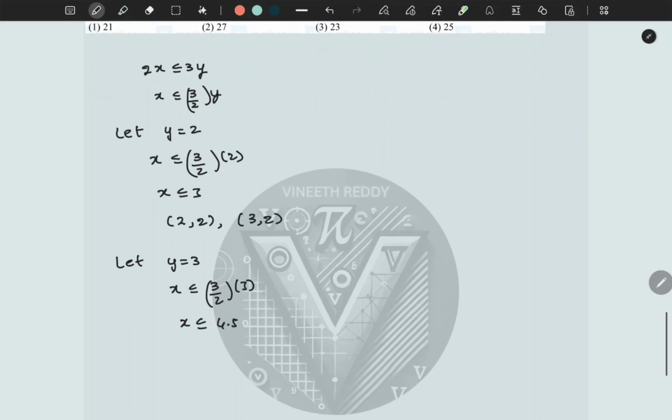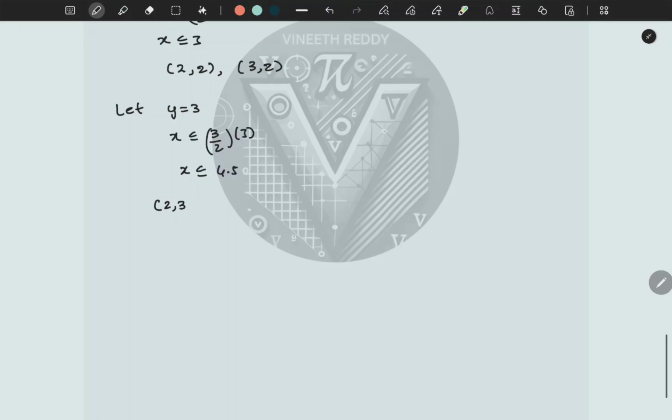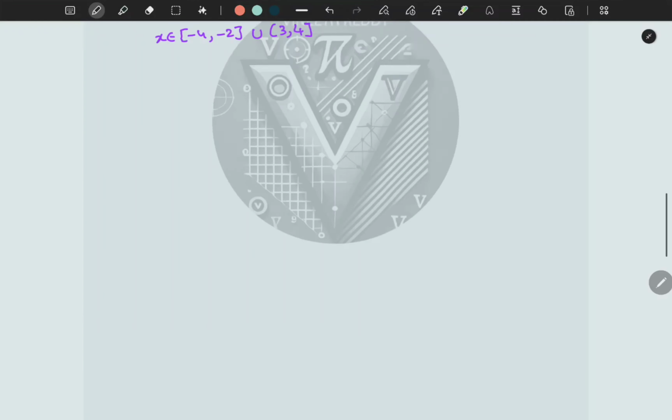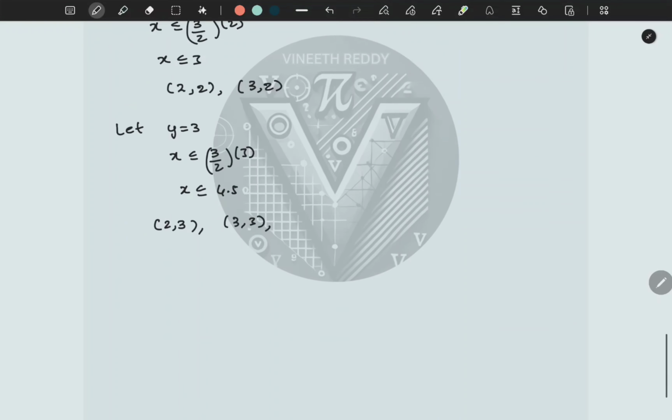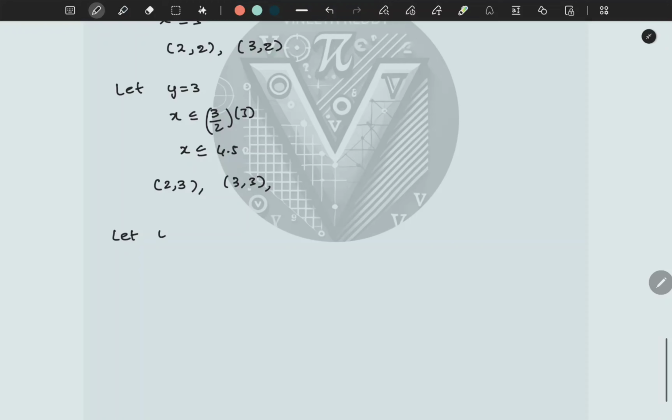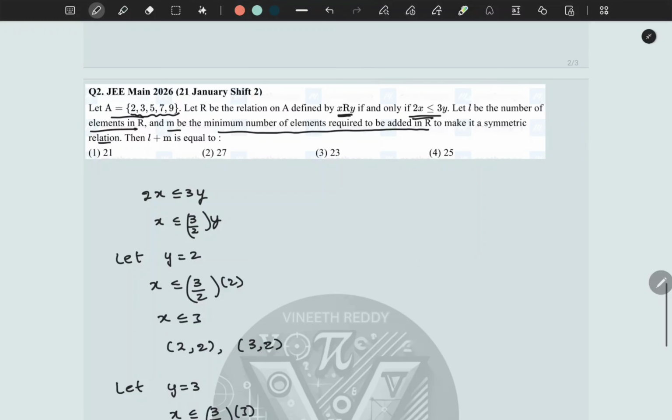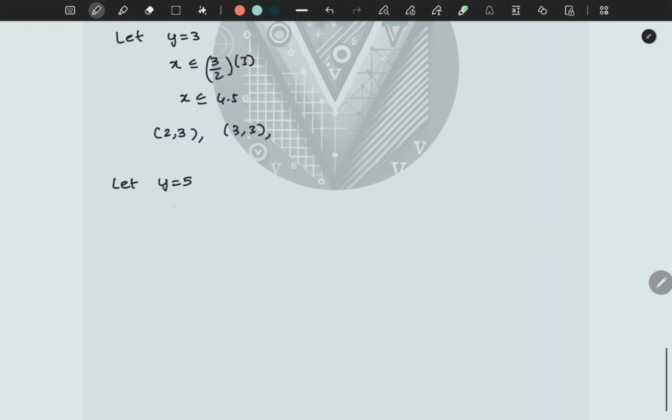So if x is less than or equal to 4.5, what all elements can be present? (2,3), (3,3), and x should not be 5, right? That's it. Now let y equal 5. Now 2 is done, 3 is done, next 5. So if y is 5, then x should be less than or equal to 3/2 times 5. So x should be less than or equal to 15/2, that is 7.5.